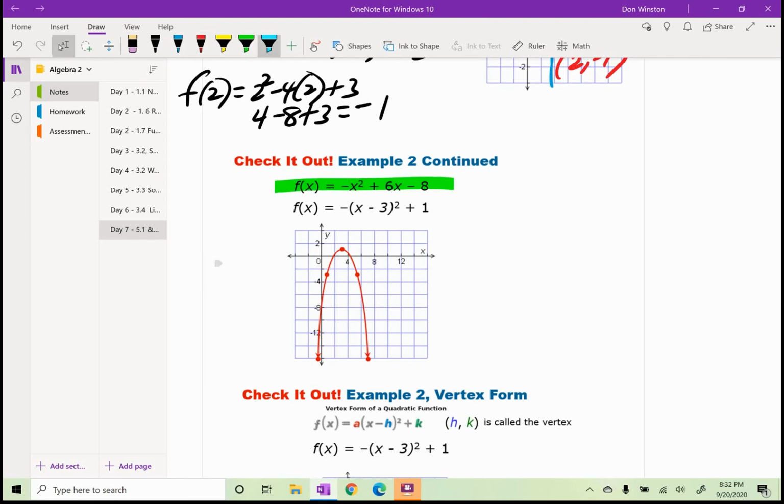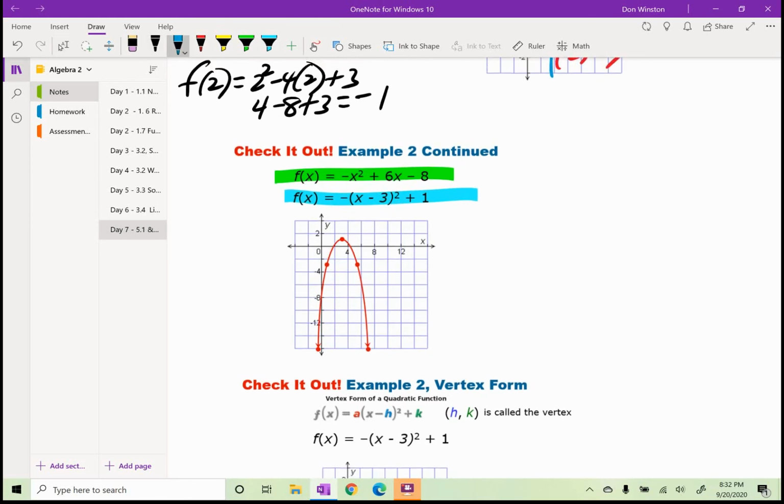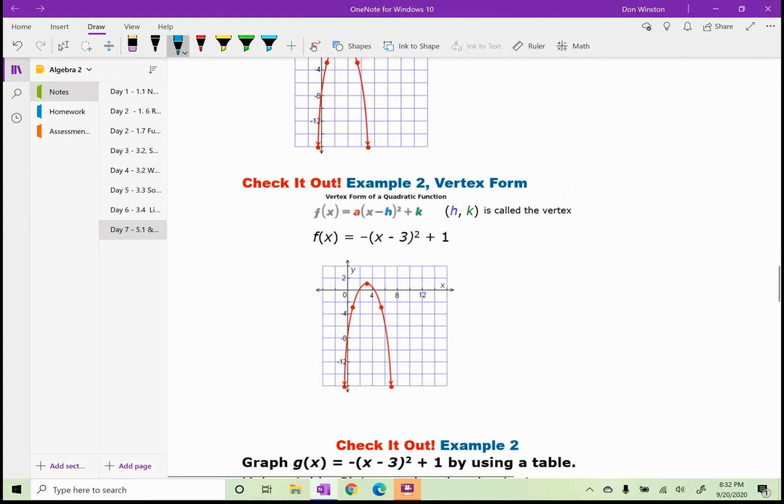The standard form, and here's the vertex form. Again, what would be the vertex in that problem? Well, let's look at the vertex form, the general equation. The vertex for this one here would be 3 and 1. Remember, h is positive: x minus 3, so 3, and k is 1.